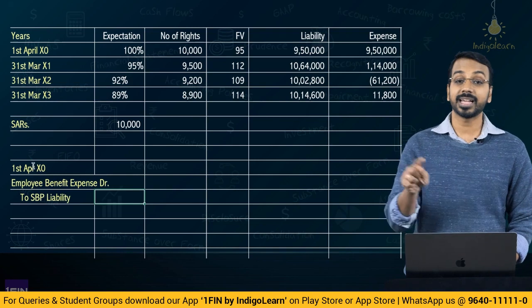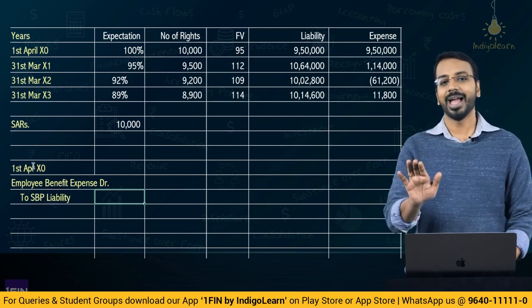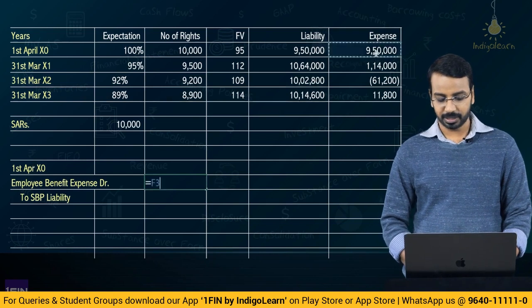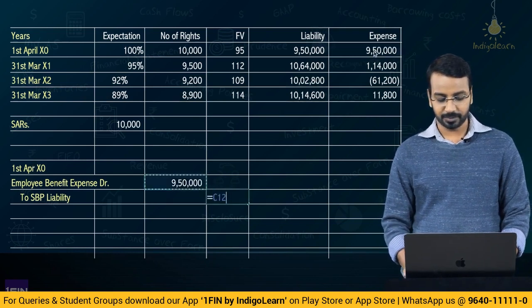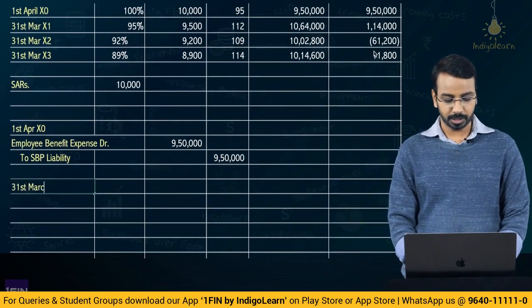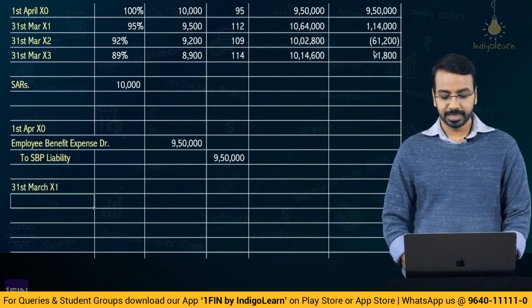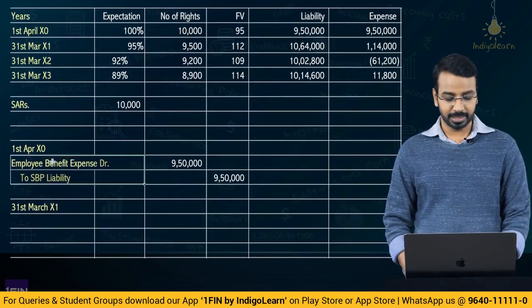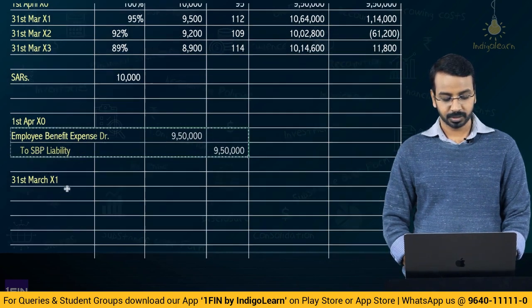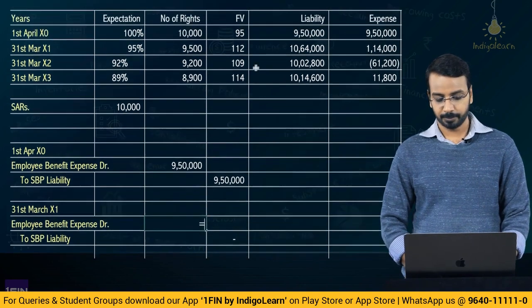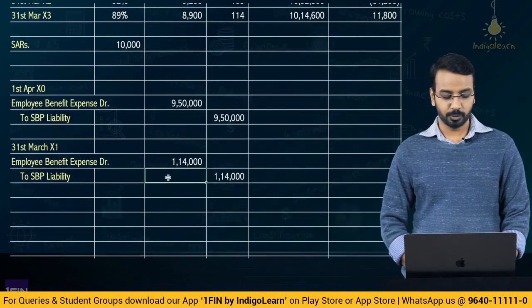Please note, if it is a cash settled transaction, you have to create a liability and not credit it to equity. What is the amount? Amount is 9,50,000 debit, 9,50,000 credit, that is first. Then on 31st of March of year 1, there is an increase by how much? 1,14,000. So same entry, you will say 1,14,000 debit and 1,14,000 credit.